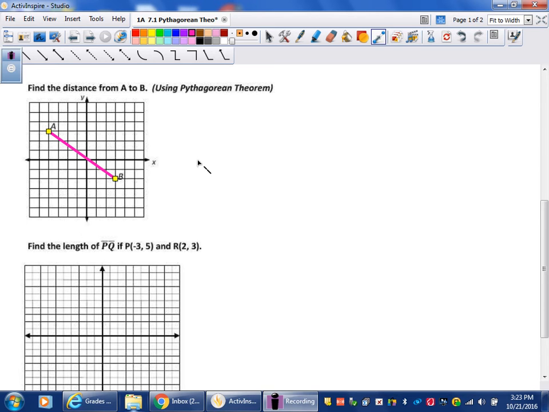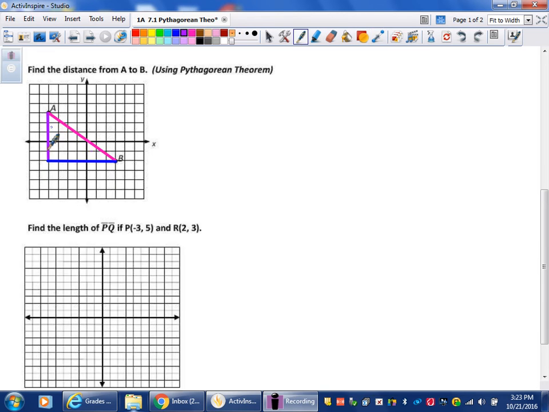Okay. Now what I want to do is create a right triangle using the endpoints of this segment. So the first thing I'm going to do is draw my up and down line for my right triangle. Then draw my side-to-side line for my triangle. Okay. By doing this, I have now created a right triangle.